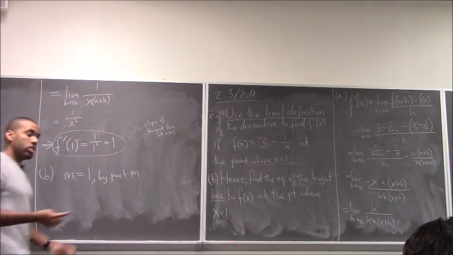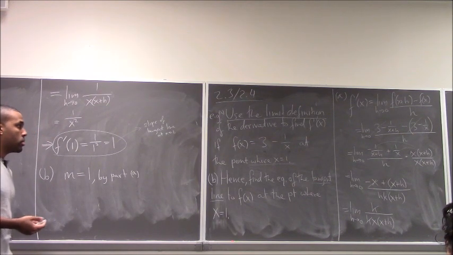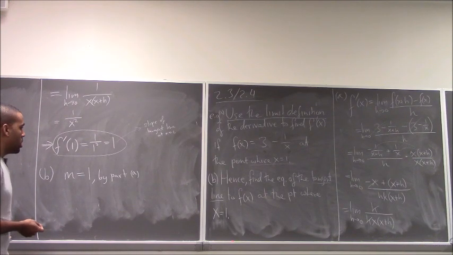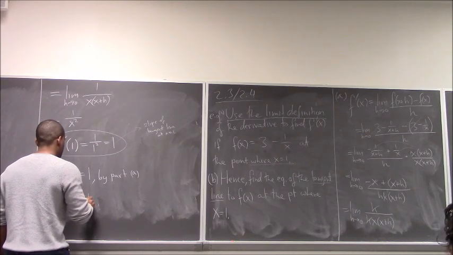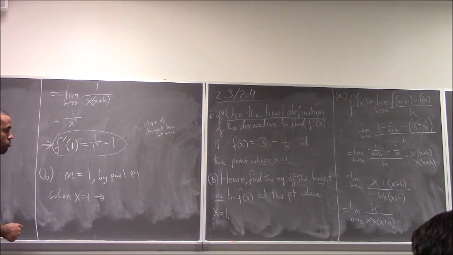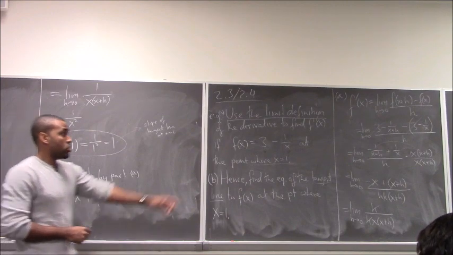Right, that's one interpretation you can put on that number. So our slope here is 1, and then what do we need? We need a point. Right? So to find the equation of a line, we need the slope and the point. We already know the x value, so we need the y value. How do we find the y value? Plug into the original. Right?